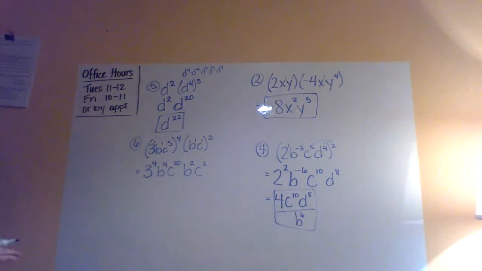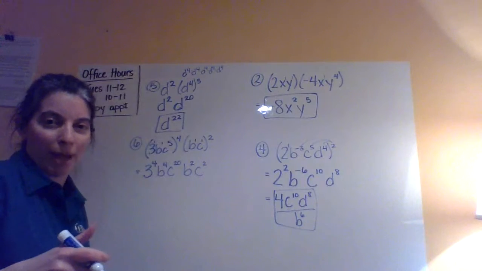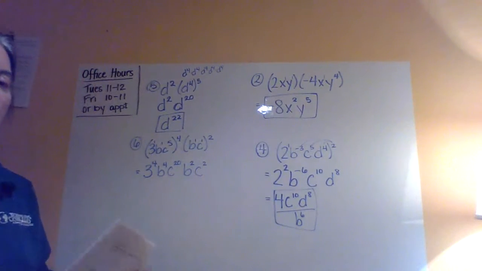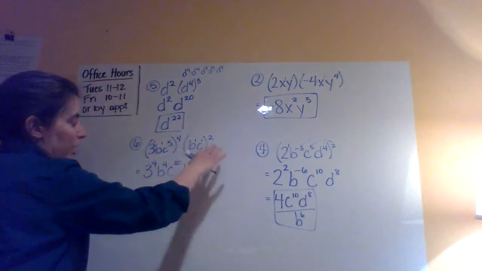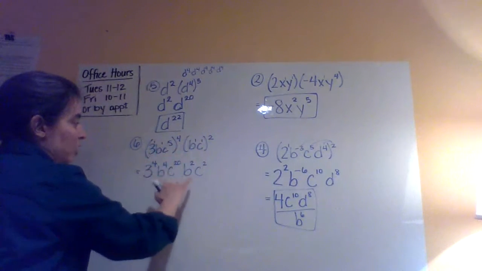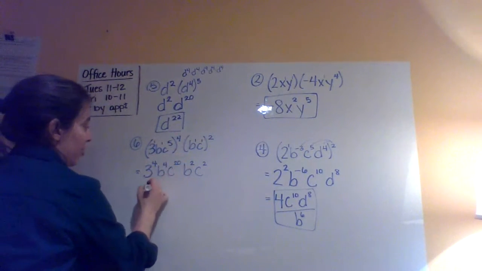Okay. Now, if we only had the product rule, or we only had the power rule, it wouldn't be so bad. But it's the switching back and forth is where it gets a little bit tricky sometimes. So we multiplied our exponents here because of the power rule. Now in this case, when I have like bases, I'm going to add those exponents.